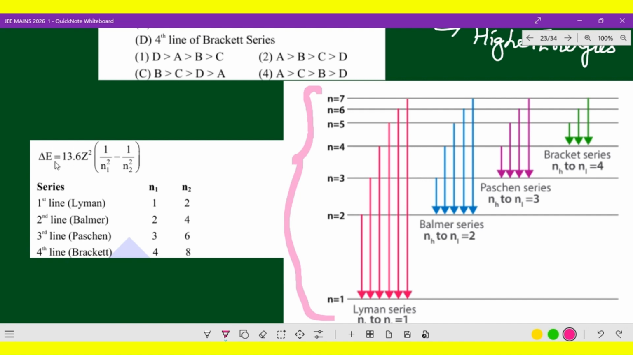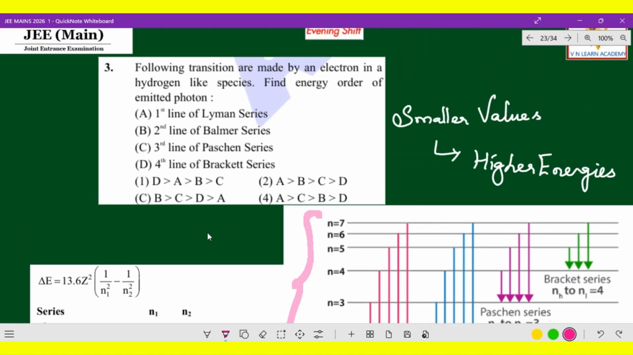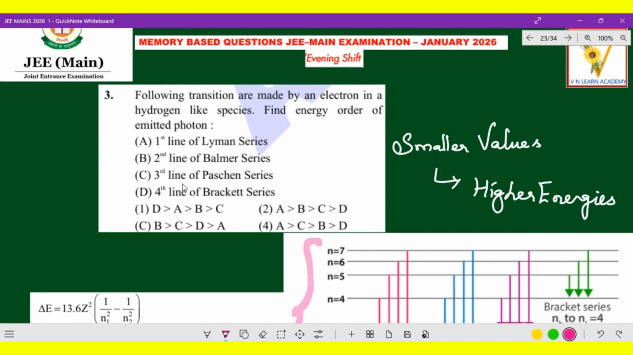And the formula we are using: energy delta E equal to 13.6 Z square into 1 by N1 square minus 1 by N2 square. So Lyman is a very high energy. They are talking about energy now, highest energy, and the values will be lower. So N1 equal to 1, N2 equal to 2. The same way, Balmer, N1 equal to 2, N2 equal to 3, 4. Okay, so whichever has the lowest values will have the highest energy. Find the energy in order of the emitted photon. So this is the highest energy, then second one, third one, fourth one. So Lyman, Balmer, Paschen, Brackett, Pfund.